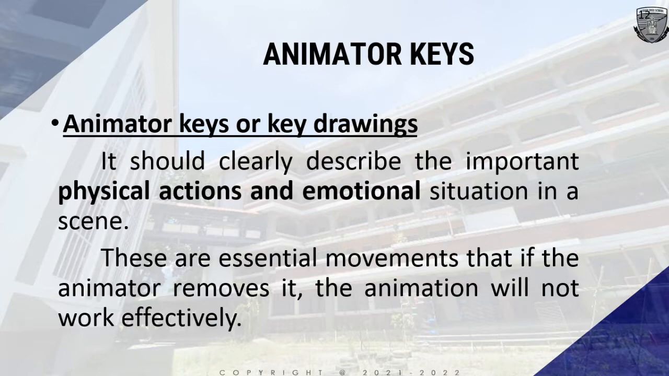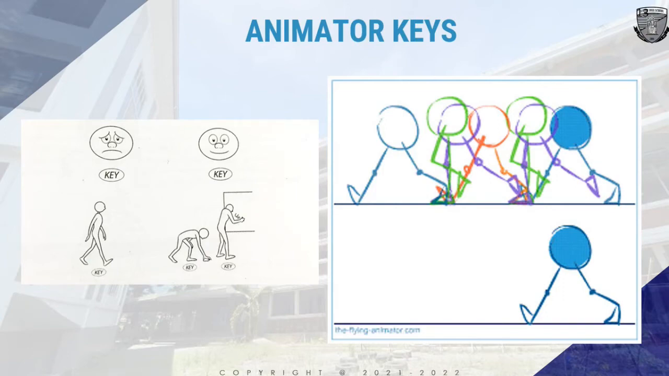Key poses are the key moments that clearly describe the important physical actions or emotional situations in a scene. These are basically the character's most important poses. In fact, these are so essential to the movement that if the person removes any of them from the scene, it would no longer work effectively. So here are examples of key drawings. So we have your key here, your key, and keys.